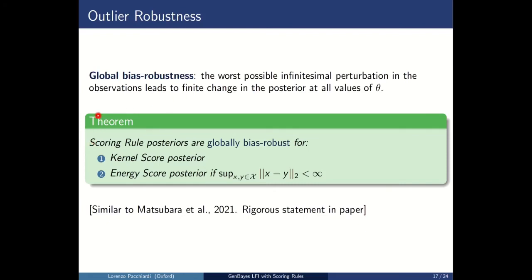And we prove a theorem in the paper which states that the scoring rule posteriors are globally biased robust for the kernel score, as well as for the energy score if the space is bounded again. And again, this is inspired by this previous work, and we have, of course, the rigorous statement in the paper.